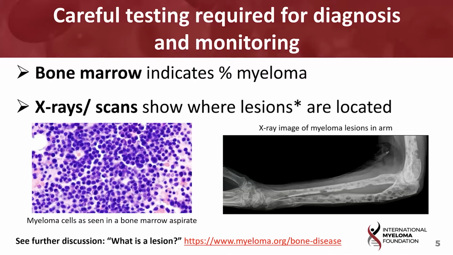And normally we call it a focal lesion, where it's just in one spot. Sometimes it can be more what we call diffuse, where there's a darkened area that will extend all the way down the bone.